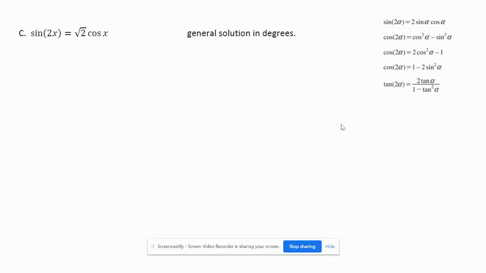Okay, we have sine 2x equals root 2 cos x, and we want to give a general solution in degrees. So guys, hopefully recognizing we have a sine 2x, we want to be able to use this identity over here.